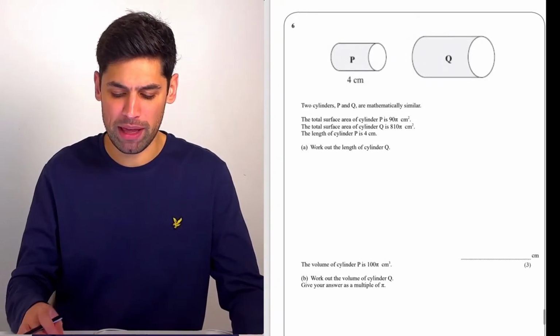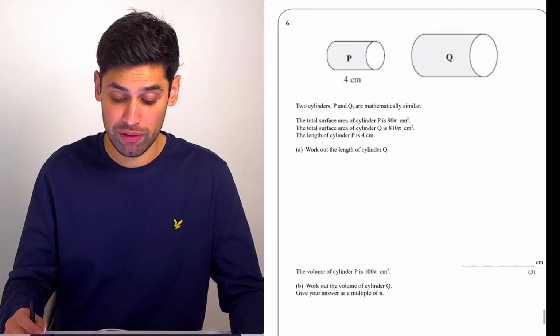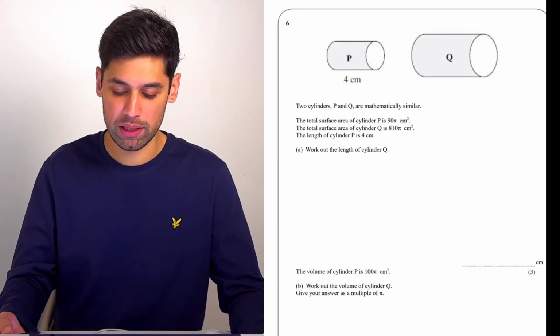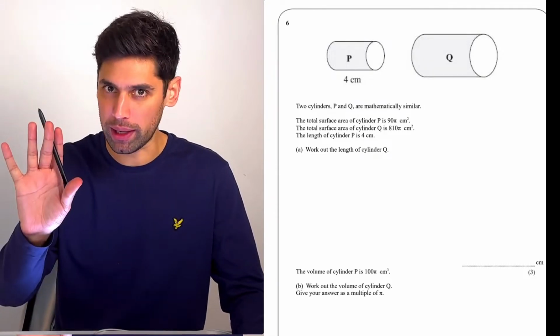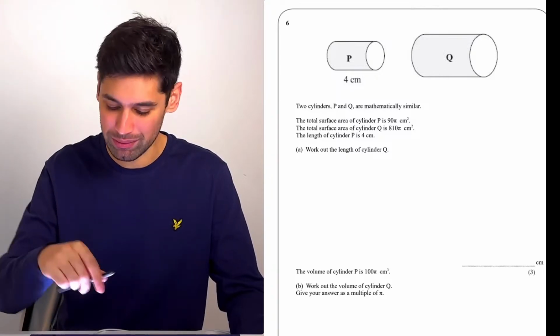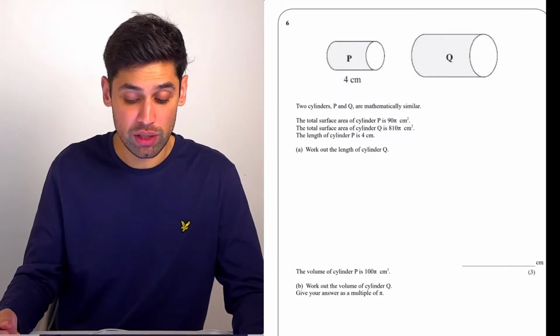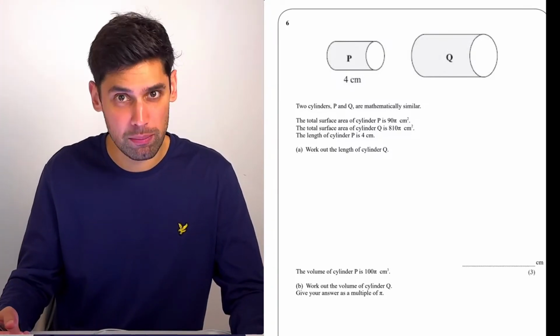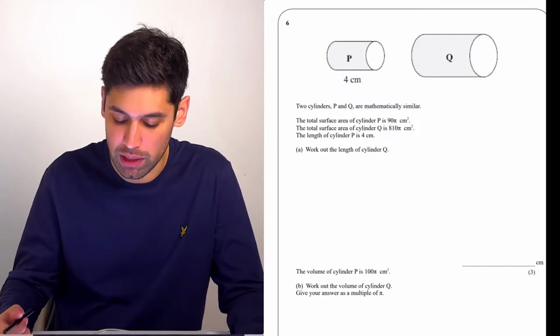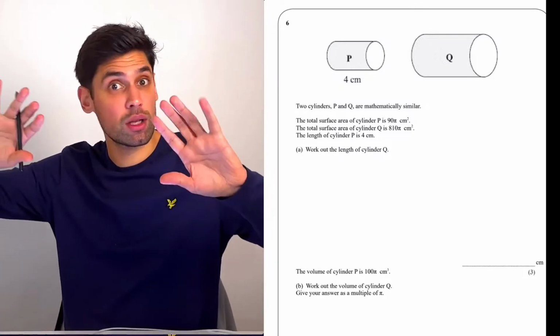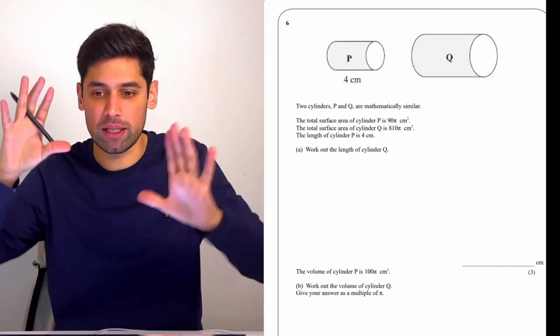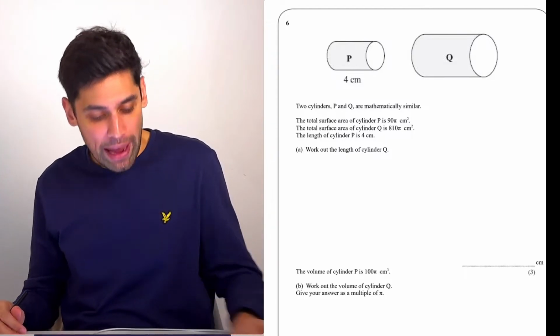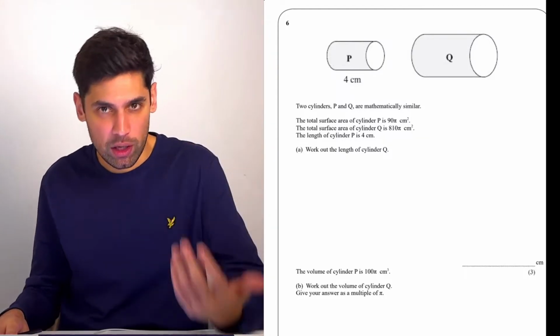Two cylinders P and Q are mathematically similar. Total surface area of cylinder P is 90 pi. Don't get thrown by the pi. They love throwing little curveballs in there, but that pi doesn't change anything. The total surface area of cylinder Q is 810 pi. The length of cylinder P is 4. Okay, so they've told us the surface areas, but we're just going to look at it in terms of area. The two areas, 90 pi, 810 pi.